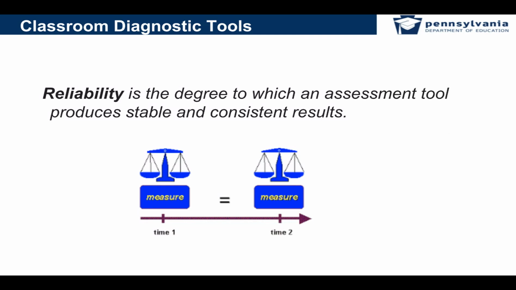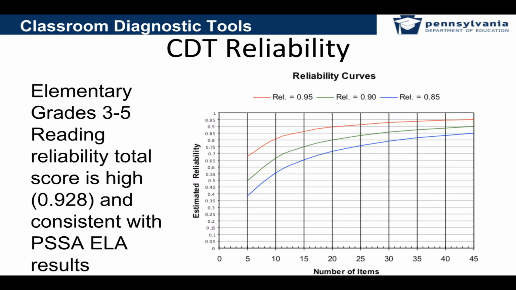Reliability is another test of an assessment, and it measures the degree to which an assessment tool produces stable and consistent results. So does the CDT produce stable and consistent results? Absolutely. This chart happens to highlight grades 3 through 5 reading, and the reliability scores. You can see in the red what they look like and how they begin to flatten out on this chart as the number of items is increased.